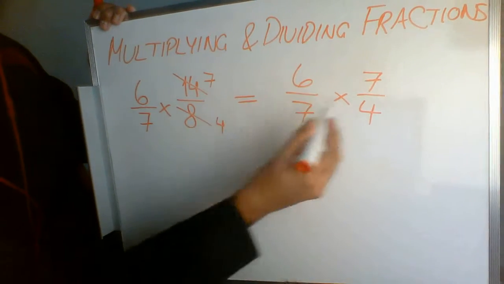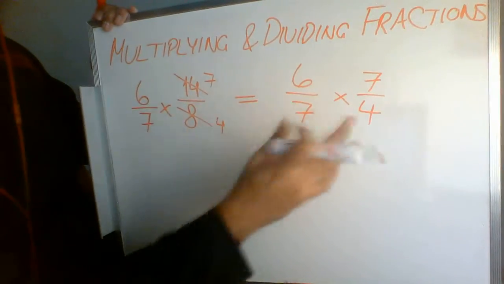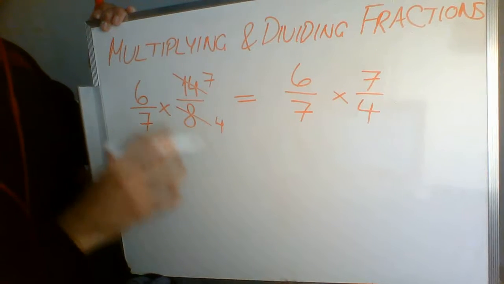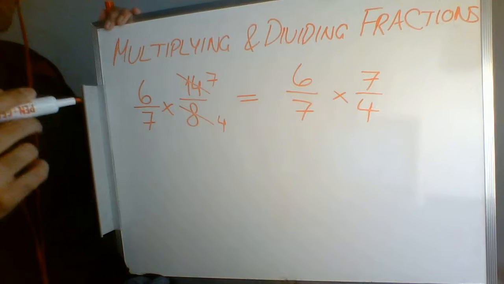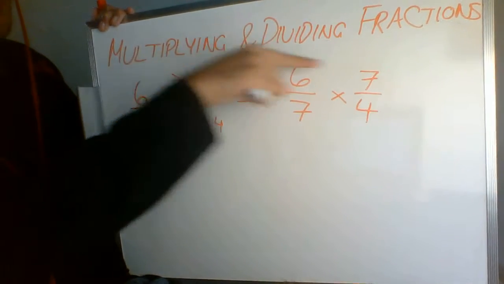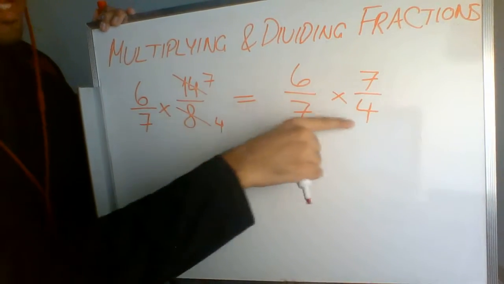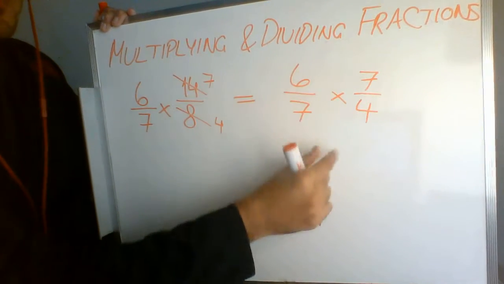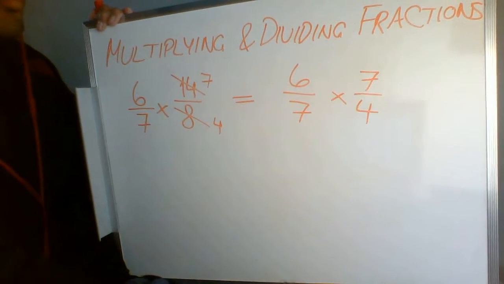Now, if you notice, we have a 7 on top, we have a 7 on the bottom. It doesn't matter that they're not both on the left side or both on the right side. All that matters when you're reducing is that of the two numbers that you're reducing at the same time, one of them has to be a numerator and the other has to be a denominator. You can't reduce two numerators together, and you can't reduce two denominators together. It always has to be a numerator paired with a denominator.